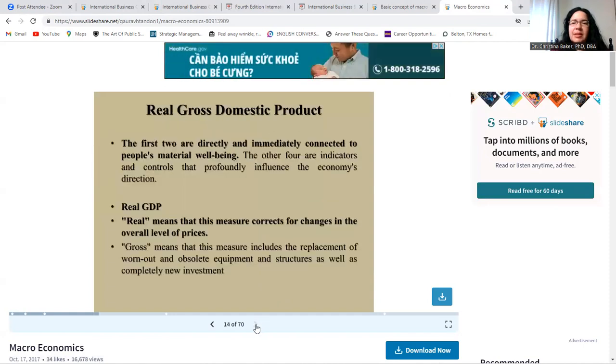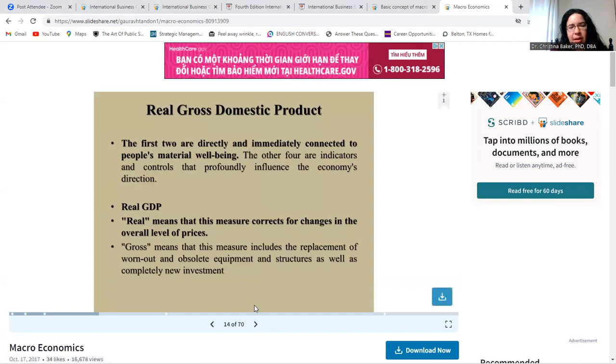Real gross domestic product. The first two are directly and immediately connected to people's material well-being. The other four are indicators that control and profoundly influence the economy's direction. Real GDP: real means the measure is corrected for changes in the overall level of prices. Gross means the measure includes replacement of worn out, obsolete equipment and structures, as well as completely new investment.